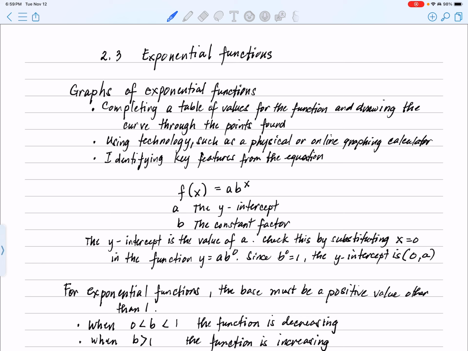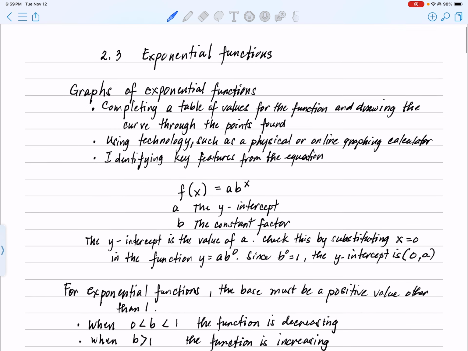To draw the graph of an exponential function, we can use a variety of strategies, including completing a table of values for the function and drawing the curve through the points found, using technology such as a physical or online graphing calculator, and identifying the key features from the equation.